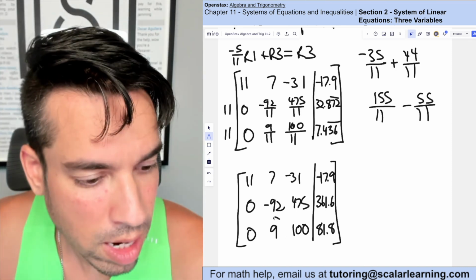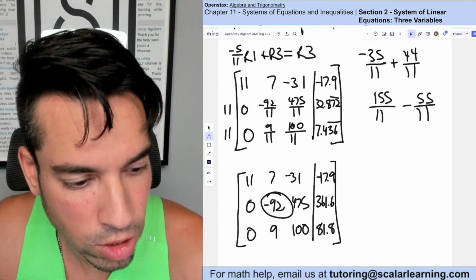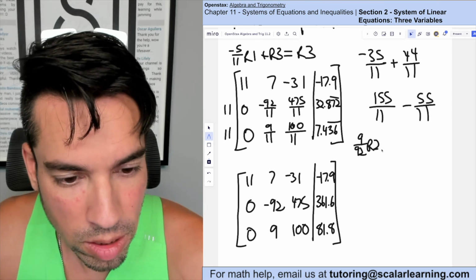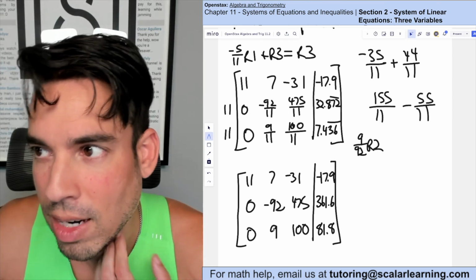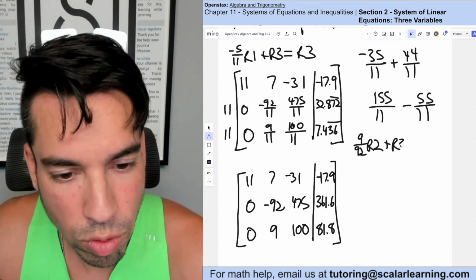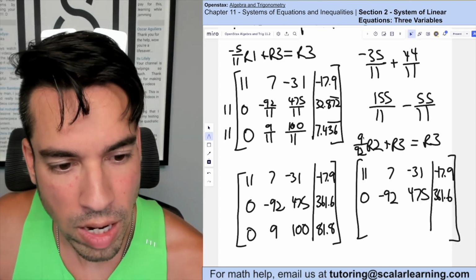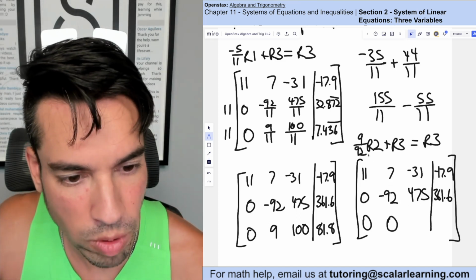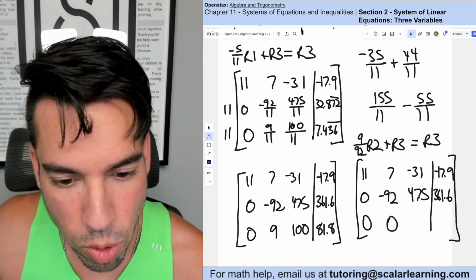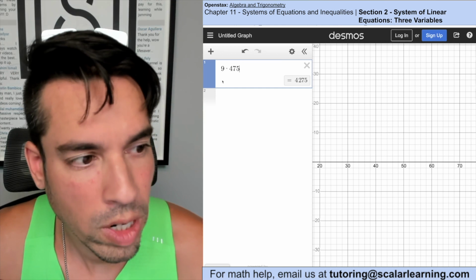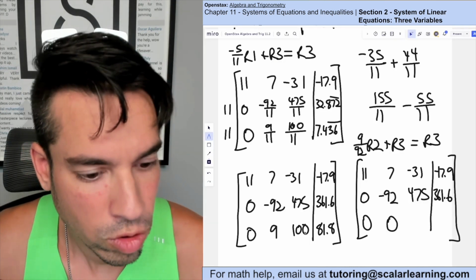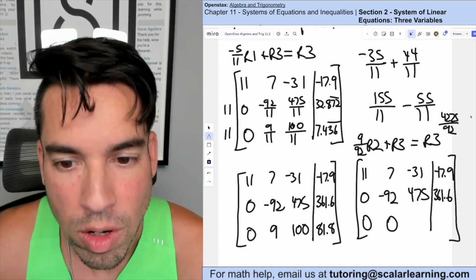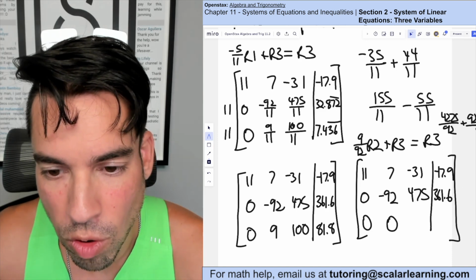All right, great. Now we can knock this one out by multiplying this row by 9 over 92, because that's going to turn that into negative 9, and then we can add it to 9 and it will zero out. So that times row 2 plus row 3 gives us our new row 3. Let's write it out. 9 over 92 times 0 is 0 plus 0 is 0. Times this is negative 9 plus 9 is 0. Great. And then this times 475 plus 100, let's do that in Desmos. So 9 times 475 is 4275. So that means we got 4275 over 92 plus 100, which is the same as 9200 over 92.